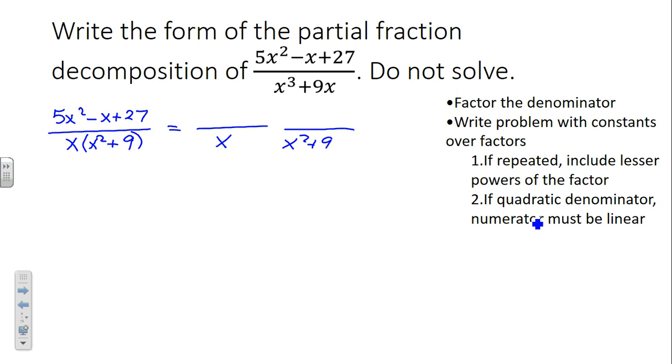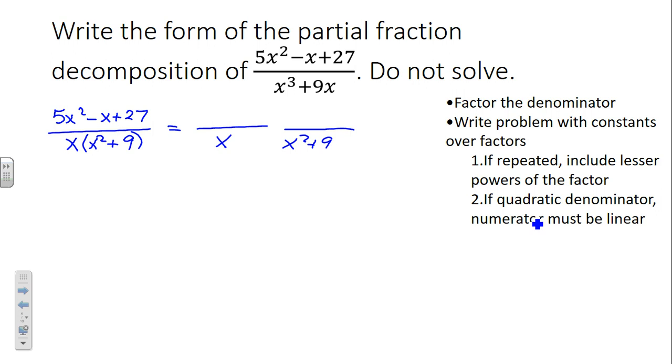Had this been a difference of squares that we could factor into x plus 3 and x minus 3, then we would have had x plus 3 and x minus 3. Does that make sense? We would need each of our factors. But this one's a sum of squares, and we're still in the real number system, so we don't get to use our complex numbers. Okay, so far so good?